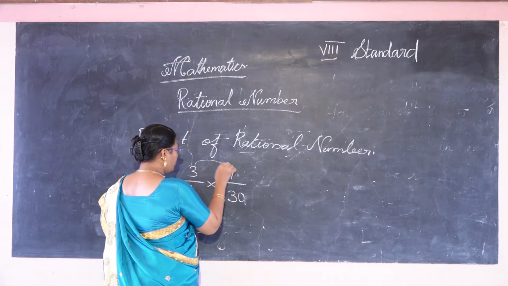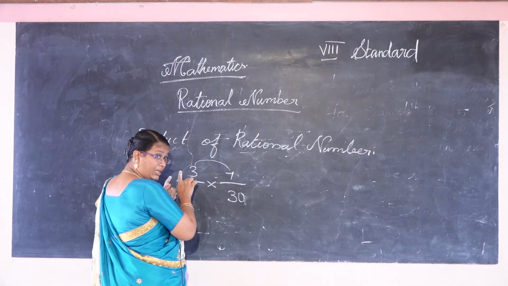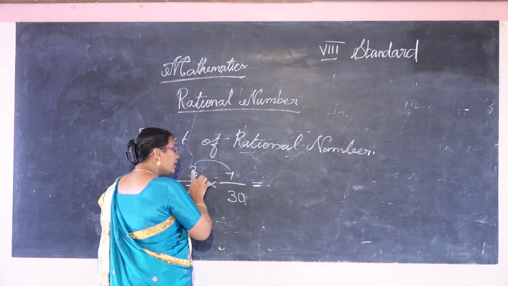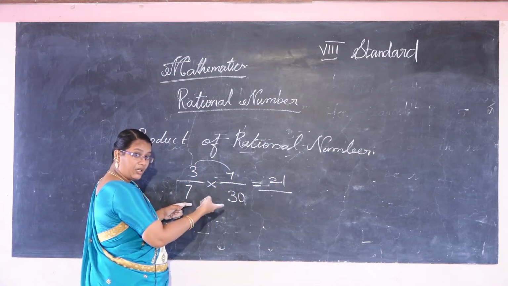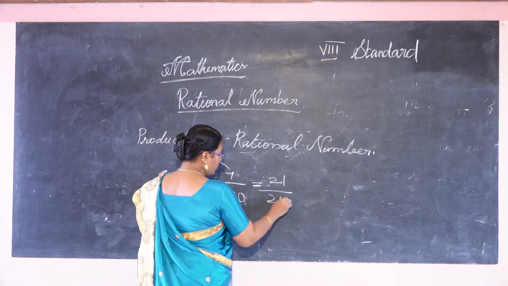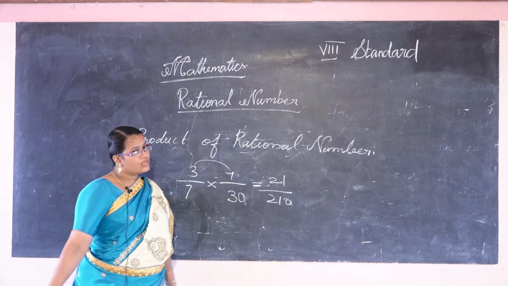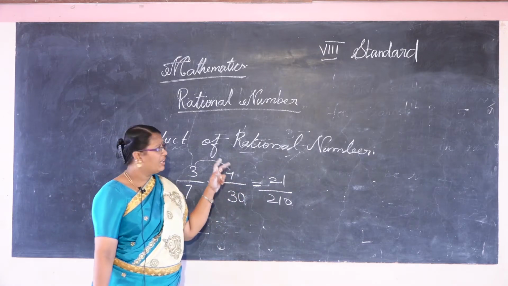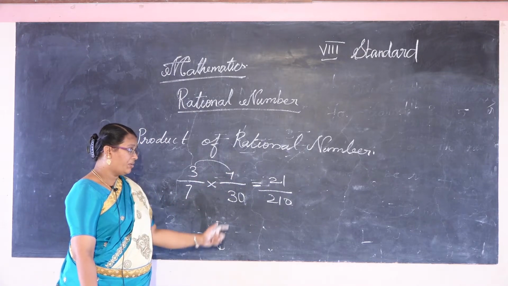Now multiply numerator by numerator. So 3 7s are 21, and denominator multiplied by denominator, so 7 3s are 21. One can add the 0 because the tens are there. So it is easy to multiply. That's all in the product of rational numbers. We can easily multiply the product of rational numbers.